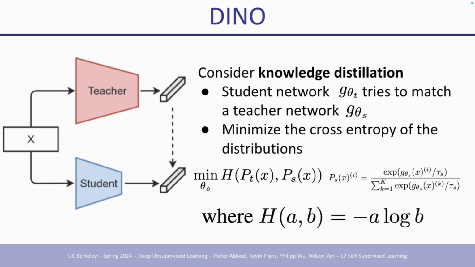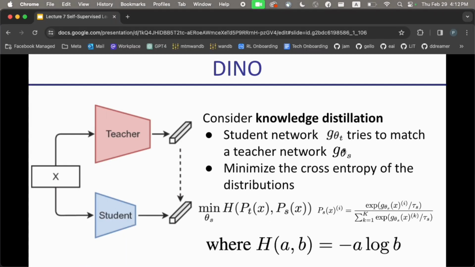Is this a typo, or is there a reason why G theta is the student and G theta S is the teacher? That's a typo. Thanks, I will correct that. Or let's just correct that now.